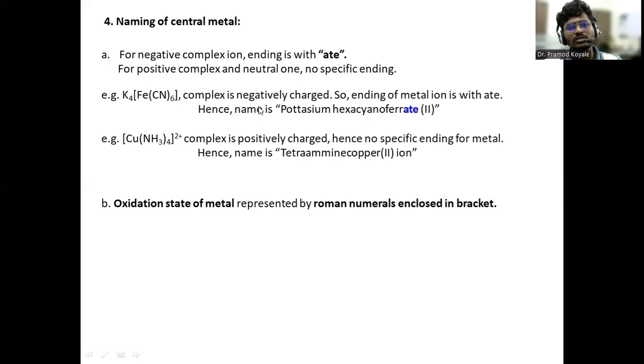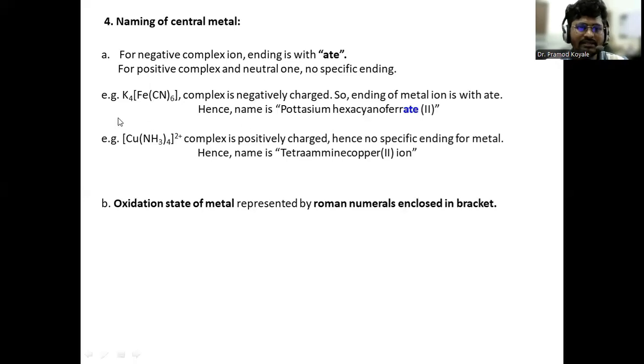On the basis of the previous rules, to name this coordination complex, write the name of the potassium as it is, that is potassium. Then we have 6 cyanide, that is hexacyano. Then we have Fe as ferrate, because we are dealing with a negative complex ion. And at the last, after the name of the central metal, write the oxidation state of that metal in Roman numerals, within brackets.